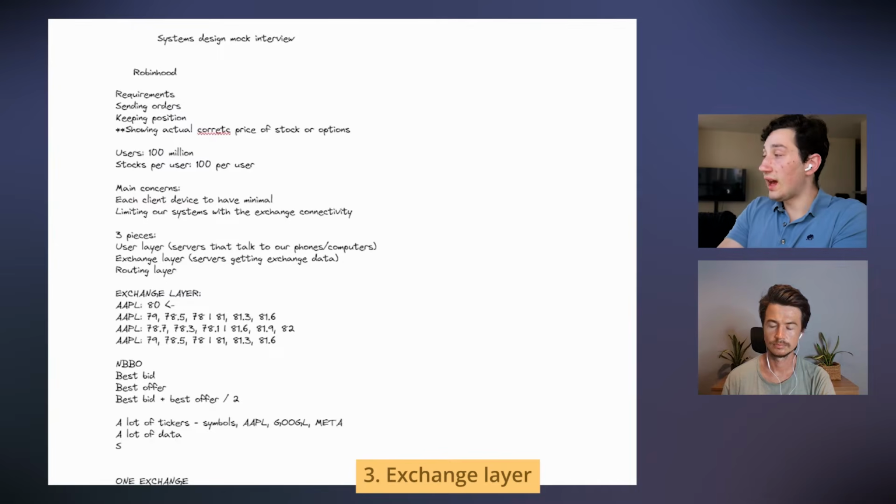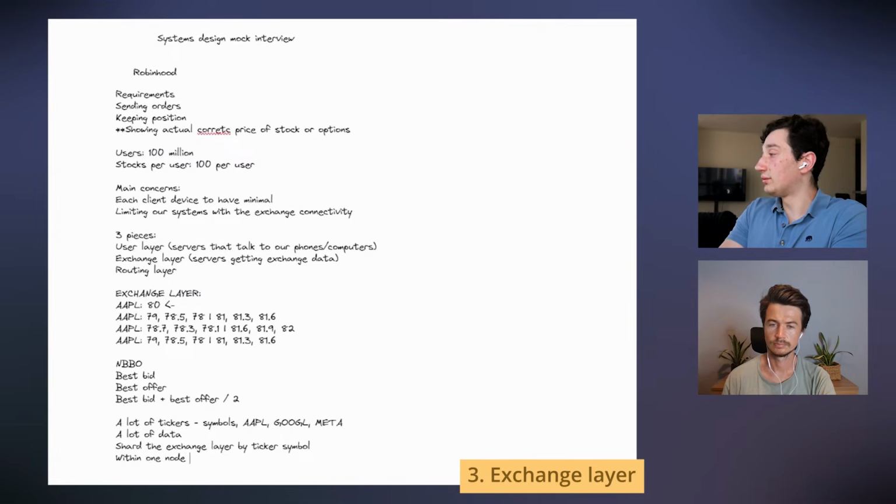So personally, I would like to shard the exchange layer by ticker symbol. And then, within one node, we'll do some processing. And ideally, what that processing is going to lead us to is getting our NBBO and taking the average of it so that we can give that back to our customers.